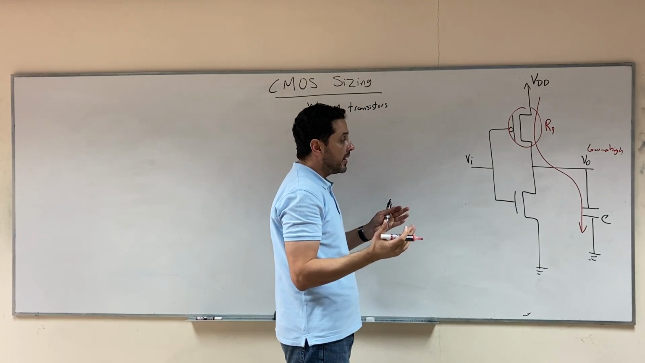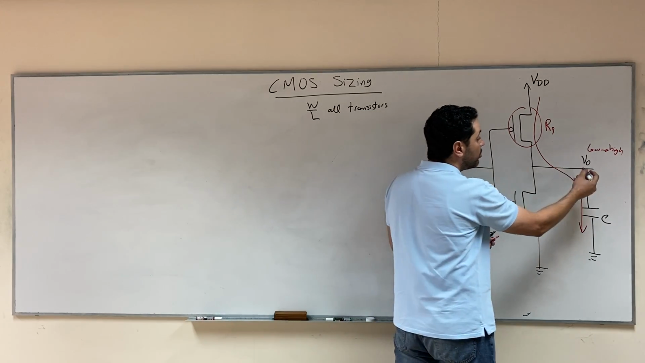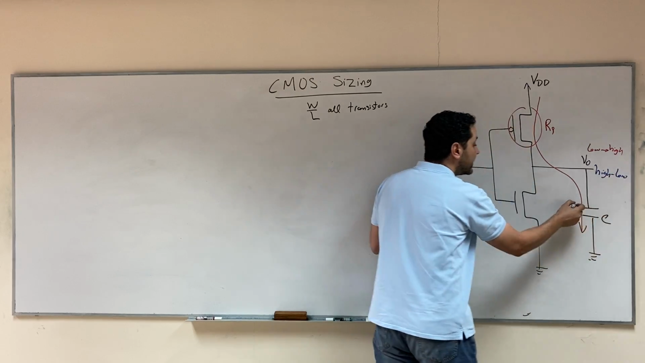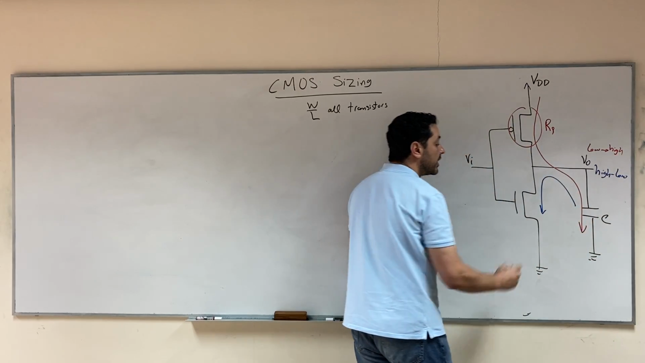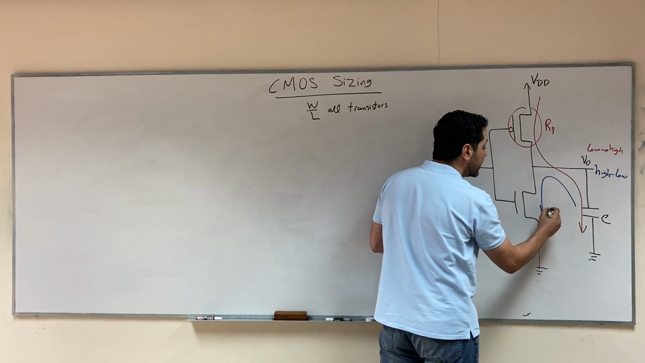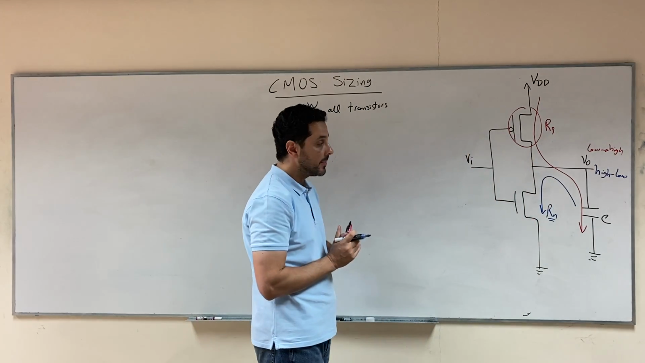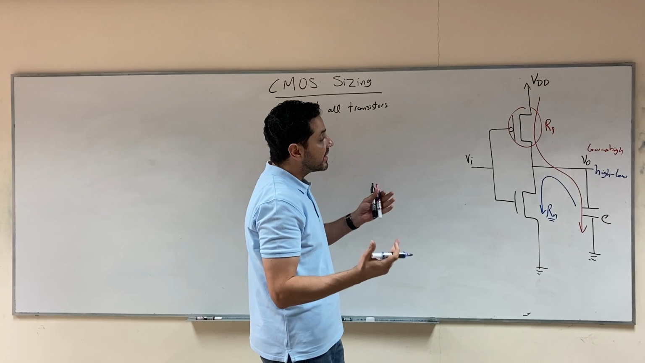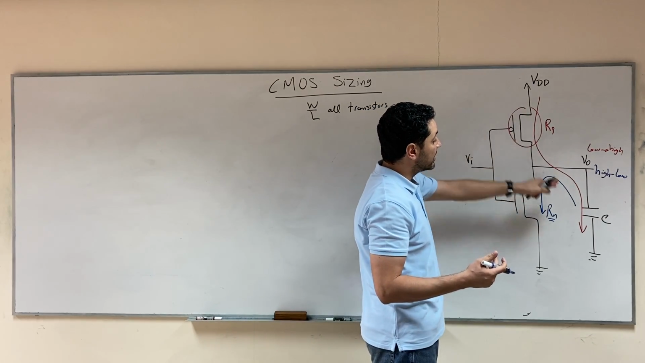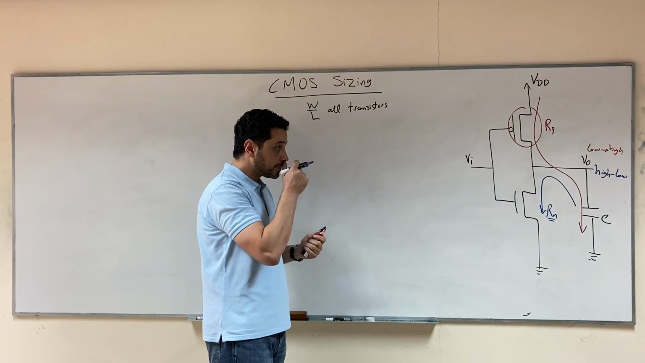In the other case, when the output wants to change from high voltage to low voltage, the capacitor is going to discharge through the NMOS transistor, and hence it will see the resistance of the NMOS transistor, which let's call Rn. So the capacitor in the inverter is going to charge through the resistance Rp of the PMOS transistor, and it's going to discharge through the resistance Rn.